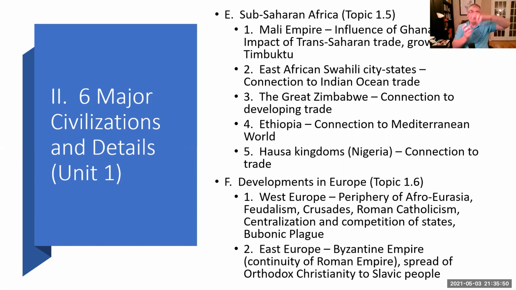So as trade increases, we have these African city-states such as Mombasa that grow and develop on the eastern coast of Africa, which we call the Swahili city-states. In the southeast corner, we have the Great Zimbabwe, which is a kingdom that is able to supply raw materials to the Indian Ocean trade.